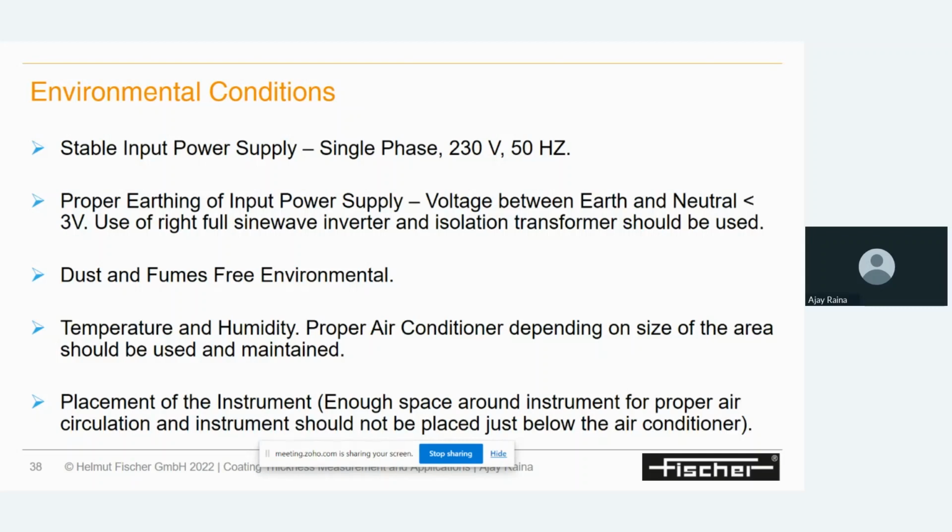And the lab exactly where you are placing the instrument should be dust and fumes free. Temperature should be maintained, humidity should be maintained. The instrument should be placed properly in an air conditioned room, in a proper way so that you have enough space so that airflow can be had from either side of the instrument. And one more recommendation from the service team is that you should not place your instrument below the air conditioners.